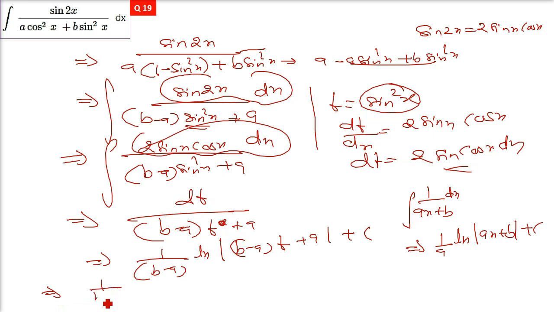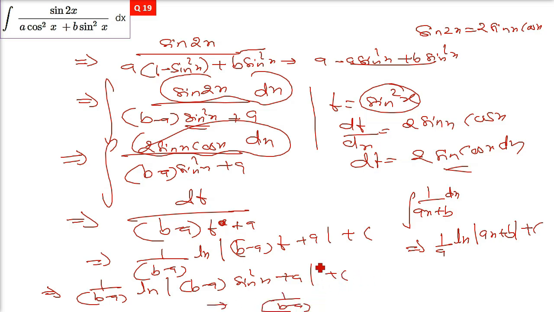So 1 by b minus a, this is ln, and you take the modulus b minus a into t, which will be sin square x plus a. The constant of integration has to be put in the end. One more thing you can do. See, 1 by b minus a was already there. Now b minus a into sin square x plus a. So b sin square x minus a sin square x plus a.